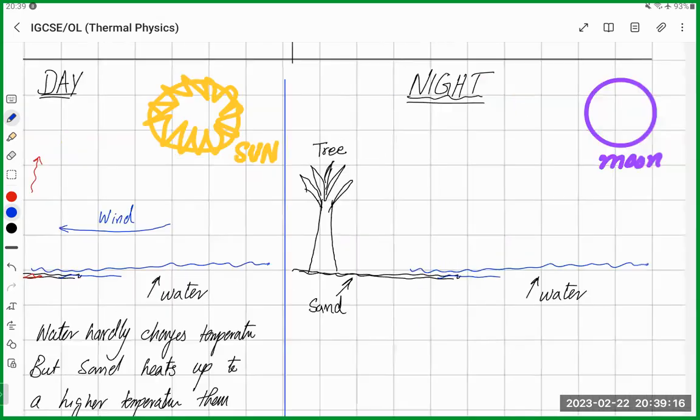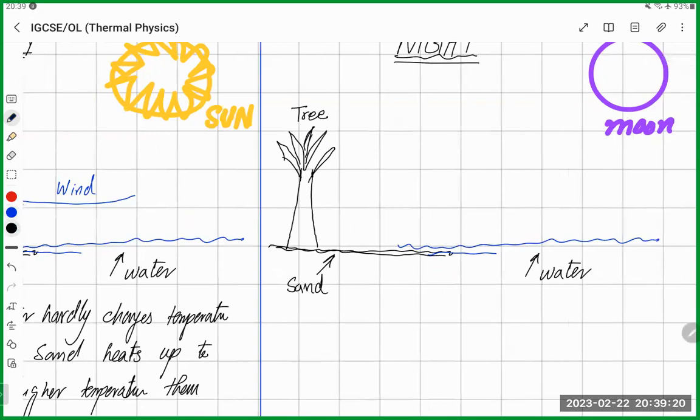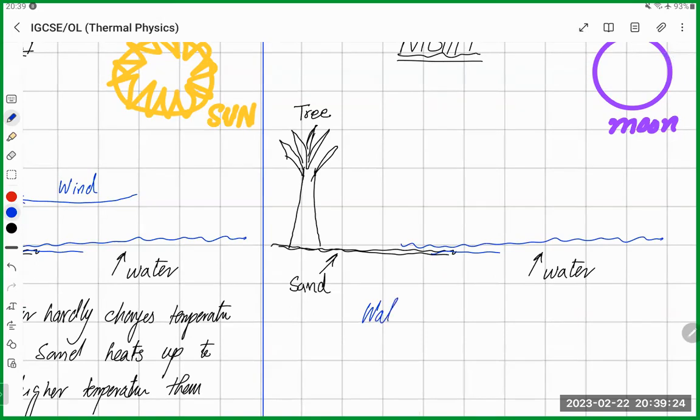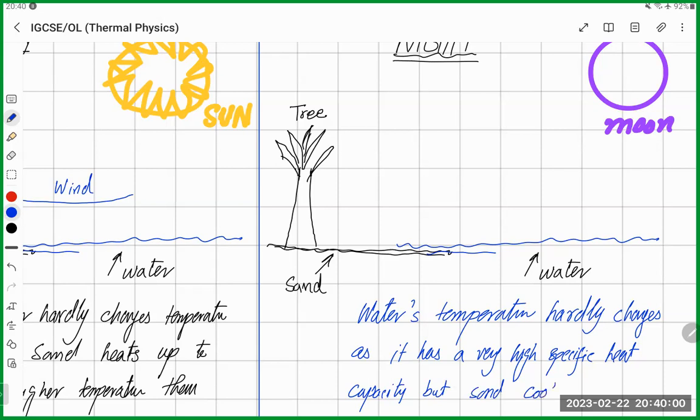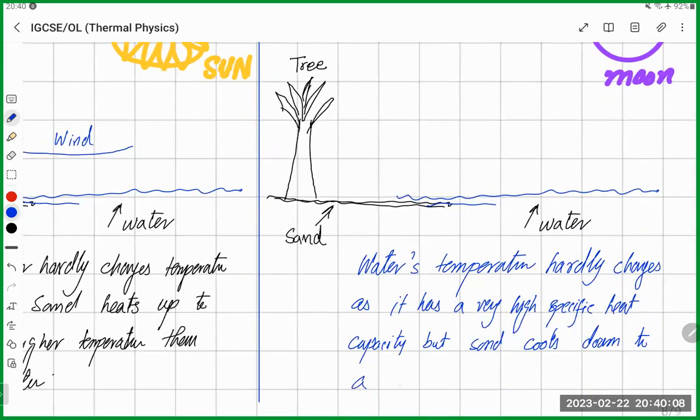But what happens in the night? Water's temperature hardly changes as it has a very high specific heat capacity, but sand cools down to a lower temperature.